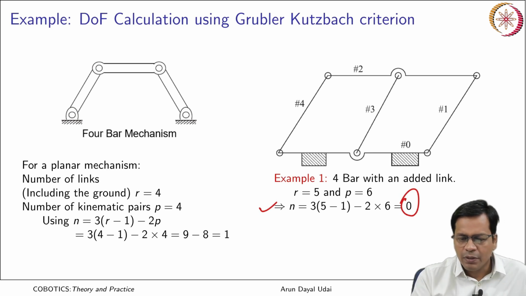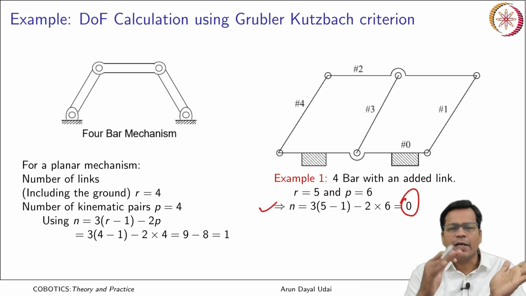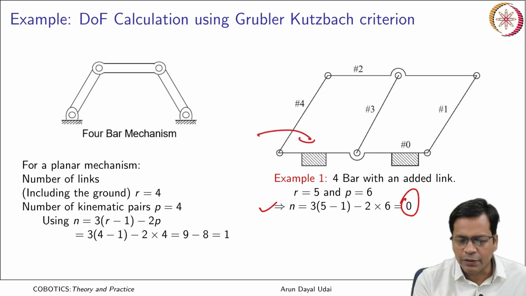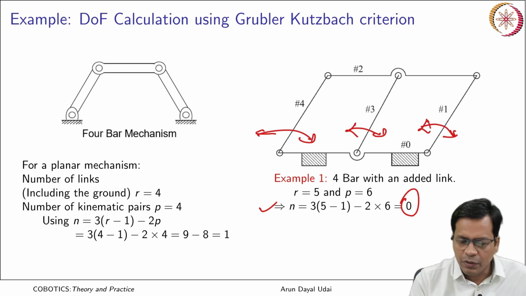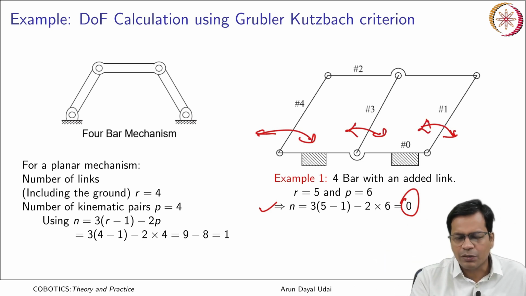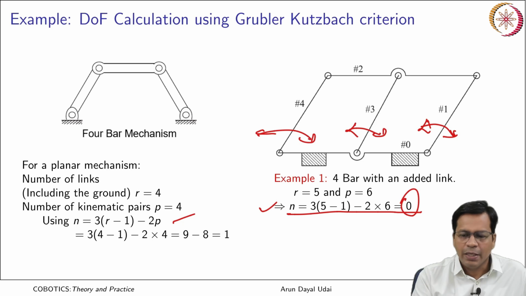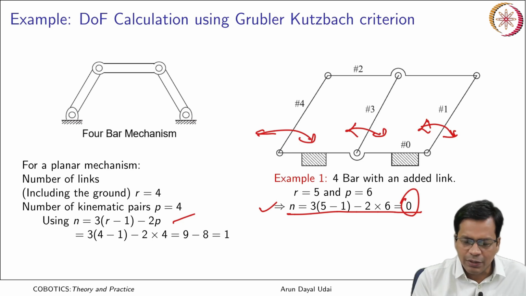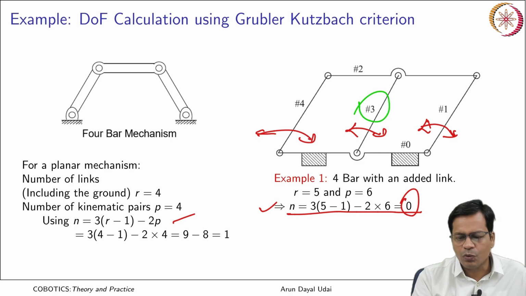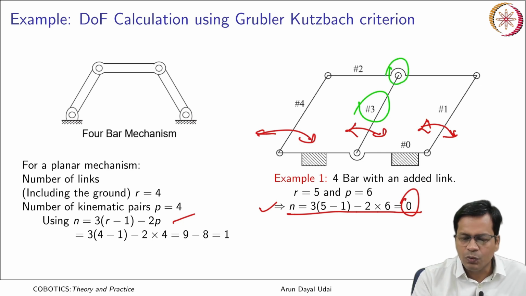This mechanism, you all know, can at least move like this. All the links will move parallelly and they will move like this. So, yes, it has some degree of freedom, that is quite obvious, but using this equation it comes to 0 here. How is it possible? Actually, you see link 3 over here is a redundant link. It has no role to play, and these two joints also. This is just supporting it.